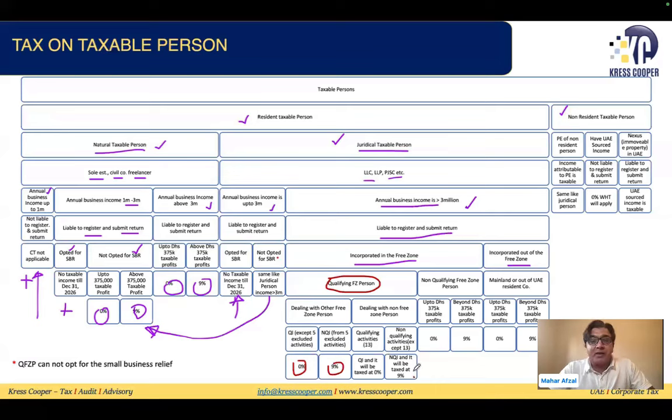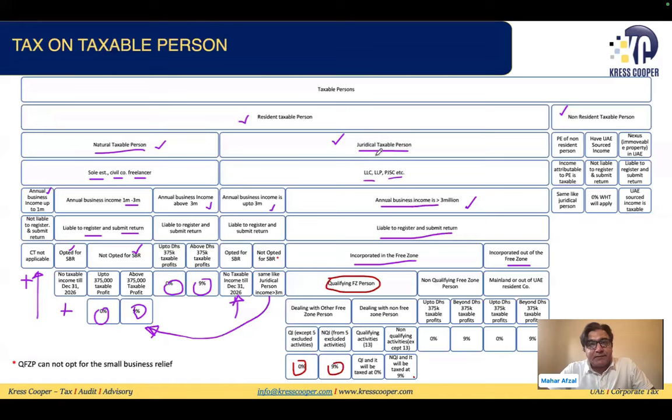We are assuming that the qualifying free zone person is meeting all 6 conditions which are applicable to the qualifying free zone person to remain as a qualifying free zone person. If they are not meeting the conditions, their qualifying free zone person status will be lost. They will come out of the qualifying free zone person regime and they will be subject to tax, and they will not be able to become a qualifying free zone person again for the next 5 years.